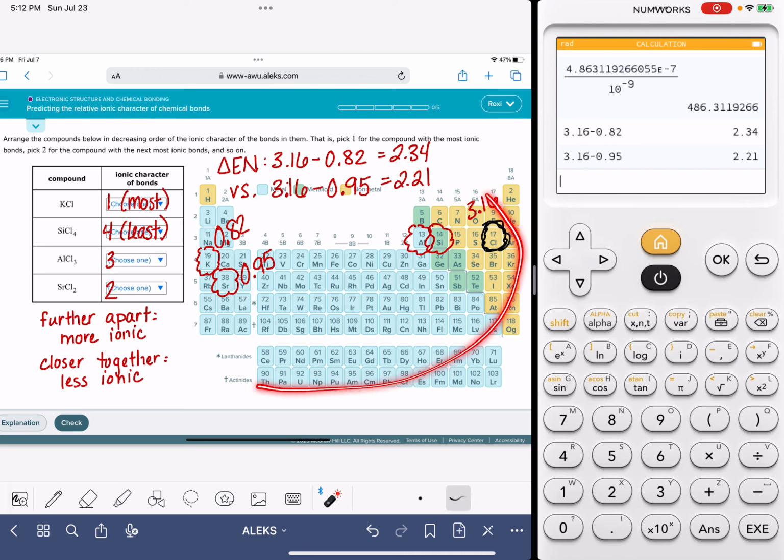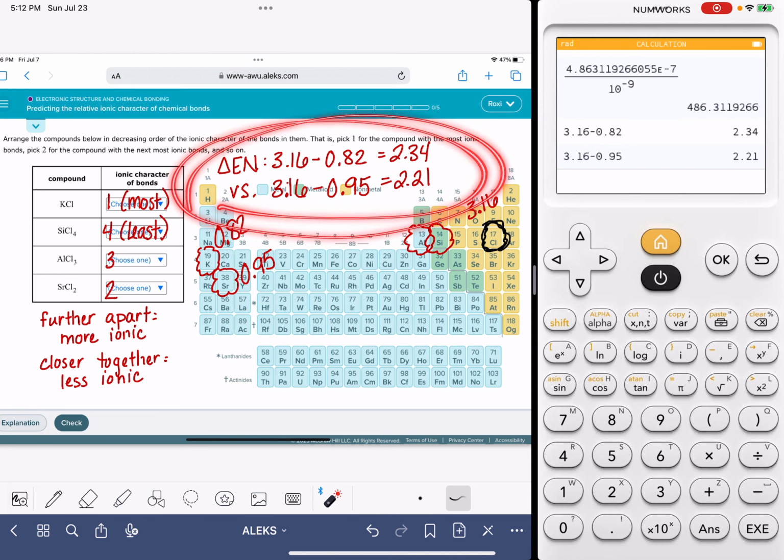So hopefully for the problems that you get, most of them you're not going to need to use a table of electronegativities. You'll be able to calculate it just based on the relative distances between the elements, but just in case you do, this is how you would go about doing it.